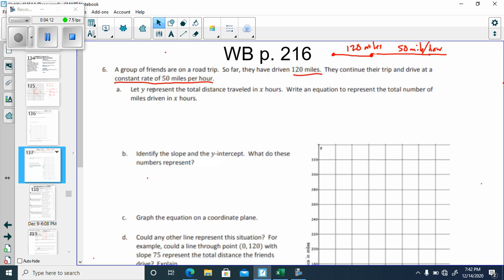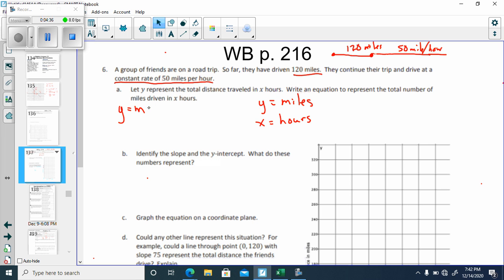Now, let y represent the total distance traveled. So y is in what? Miles. In x hours. So x is the number of hours. Write an equation to represent the total number of miles driven in x hours. This is a linear equation because it has a constant rate.